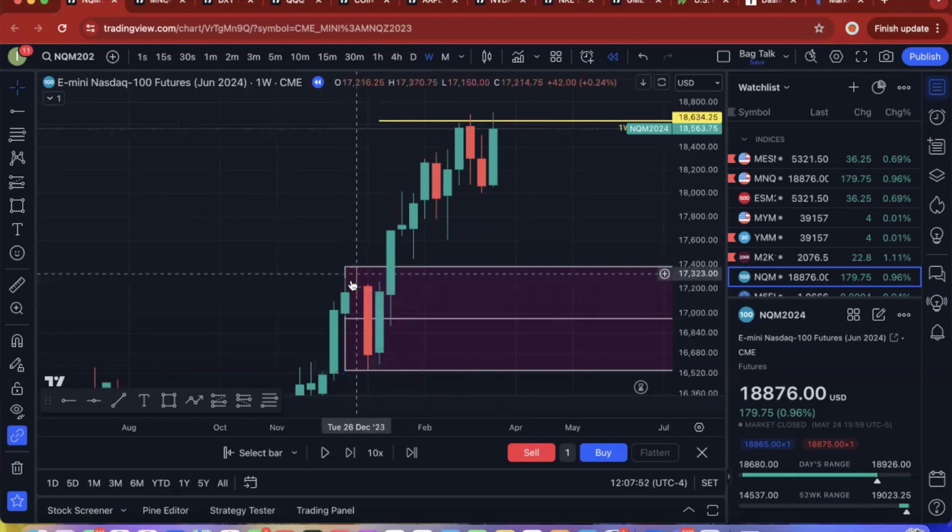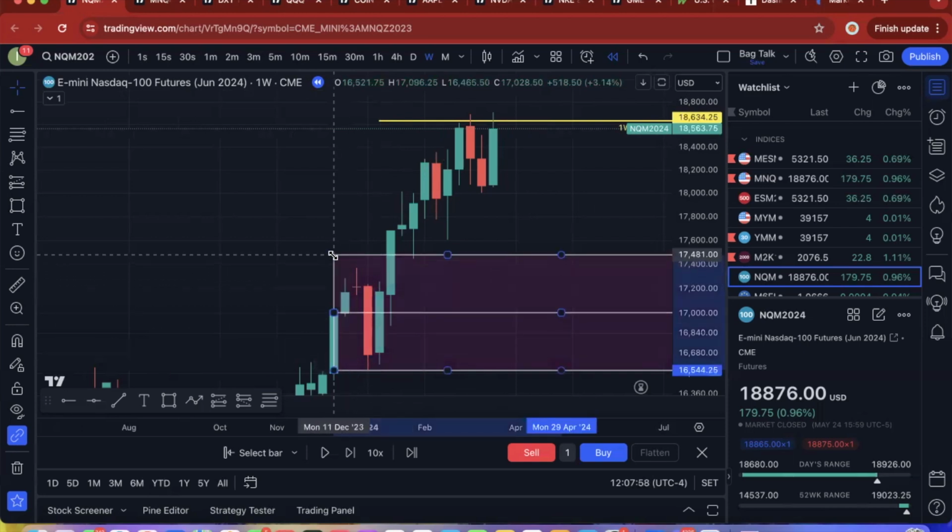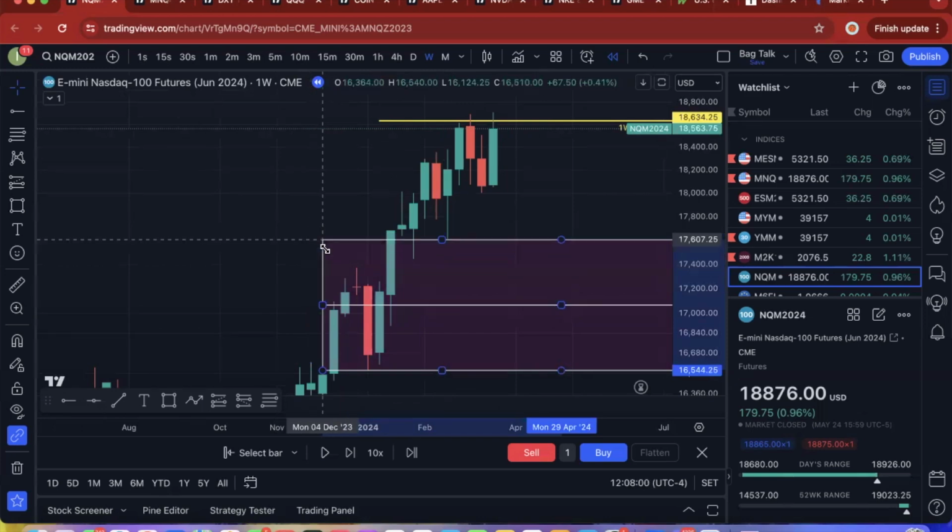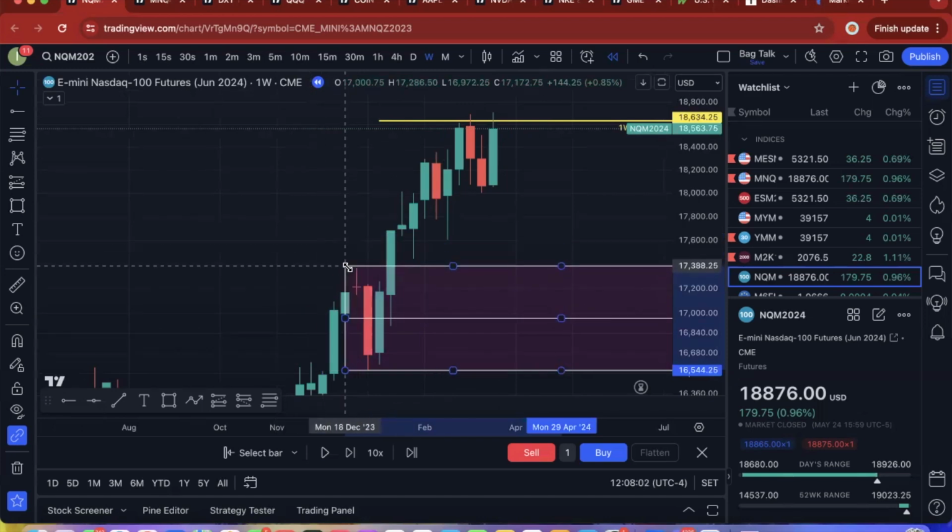And remember, the word is consecutive. So it can't be a red candle, a green, and then another red. Nah, it has to be 2 reds in a row. It could even be 3 reds in a row, 4 reds in a row. It does not matter. And this scenario is just 2, so we'll leave it as such.